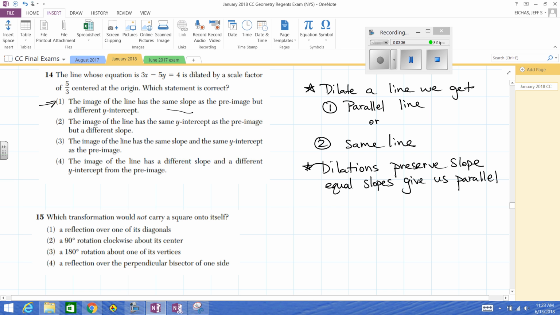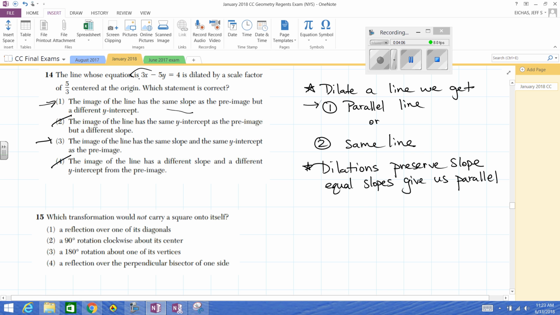When we will have a different y-intercept is what I'll talk about. It's because you'd have a parallel line, not the same line. All right, same y-intercept, but a different slope. We know that's false because dilations preserve slope. Image of a line has the same slope, maybe, and same y-intercept. That would be the same line. So our two choices, 1 and 3, still have a shot here. Different slope, no way. So 2 and 4 are out right away.